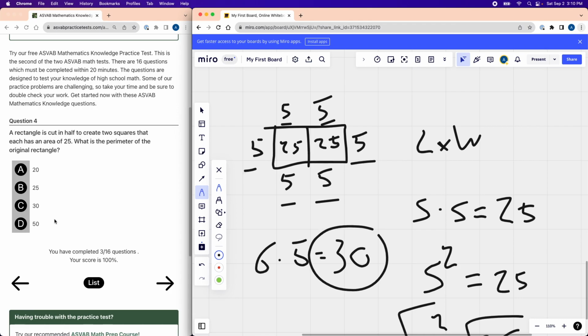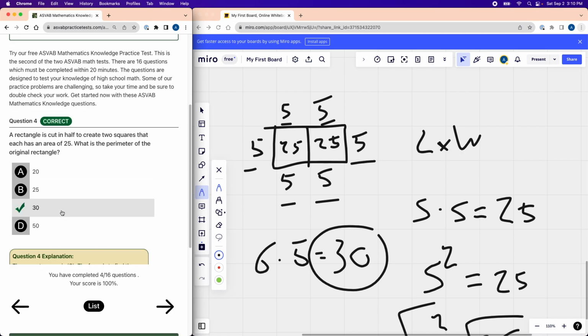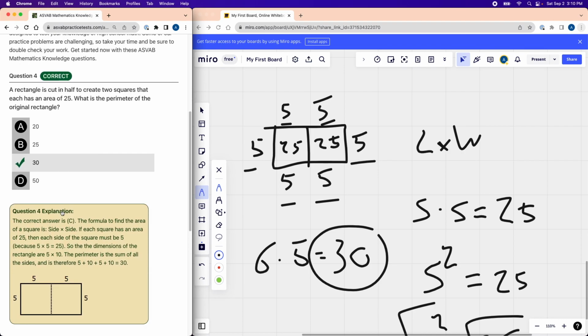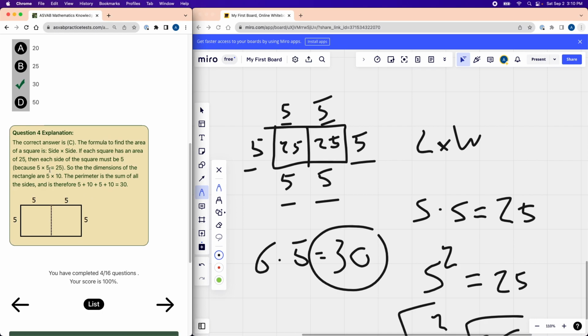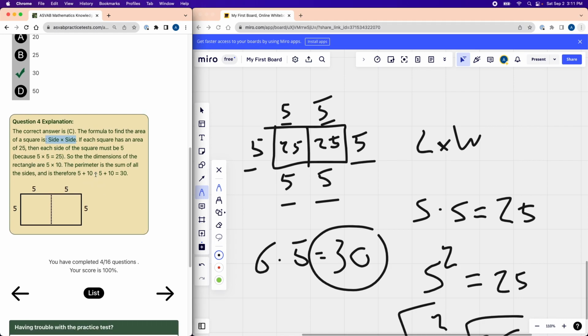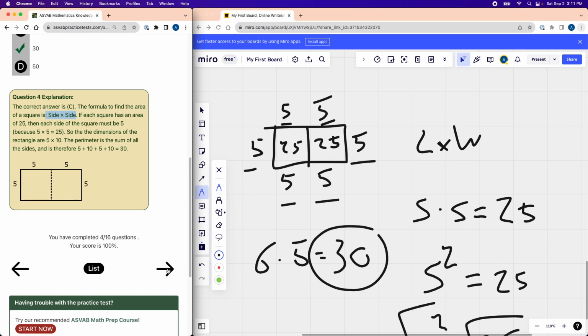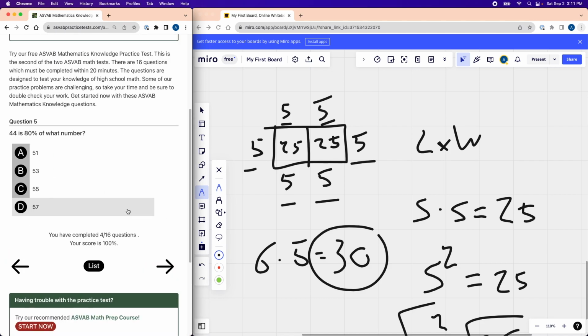That is an answer here, that is C, so I will select C over here, and it shows you the correct answer. They go through a similar explanation, telling you side times side equals the area, and then they add up all the sides to get the perimeter. So yeah, that's how I would solve that one.